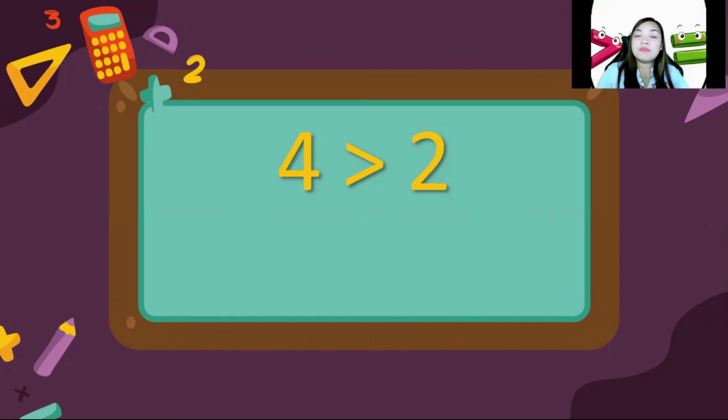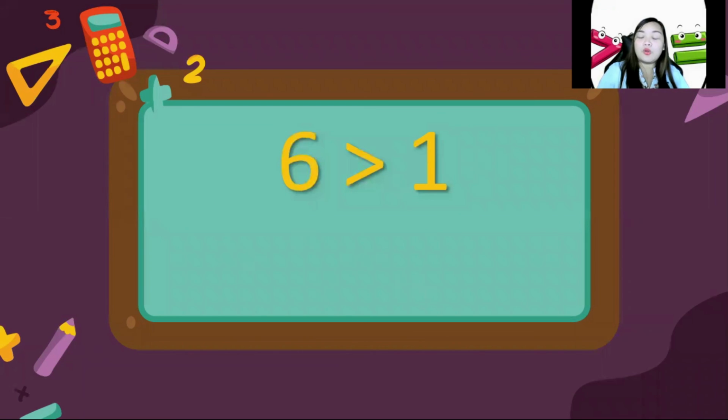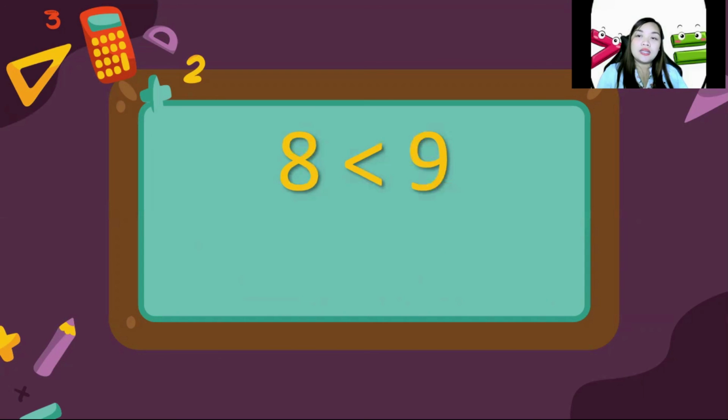What's the symbol between them? The symbol between them is greater than, because 4 is greater than 2. Next one. Oh, this is very easy. 6 and 1. So the sign is, the big opening is facing number 6 because 6 is greater than 1. And how about this one?